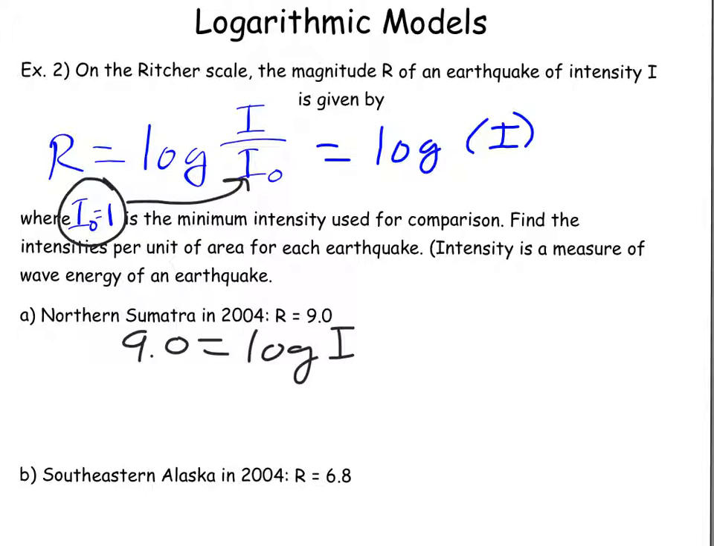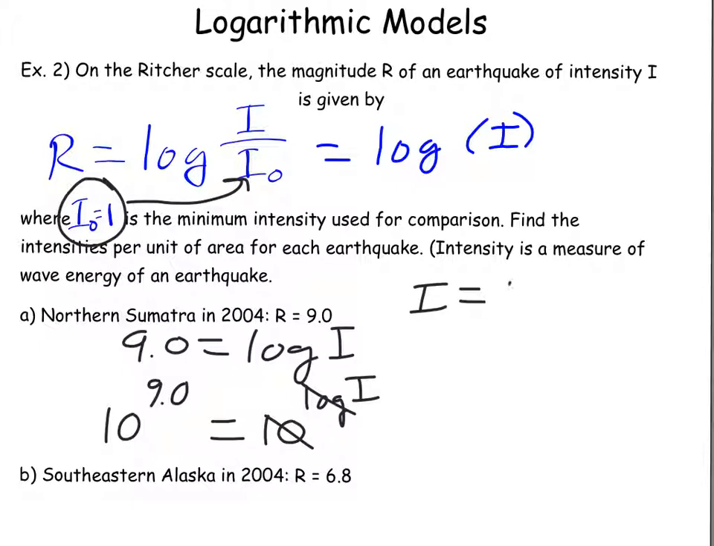To solve this, I would do 10 to the 9.0 power. There was no base on the log, so I was free to assume that it's 10. And then we get this, that the intensity for this earthquake is 10 to the 9th power, which would equal that, okay? A large number. Looks to be a billion.